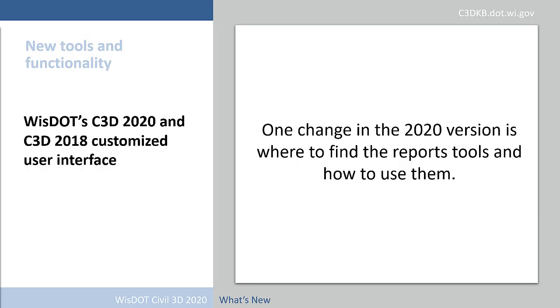When you look at the workspace, you'll notice that the look and feel and functions are basically the same between WisDOT Civil 3D 2020 and Civil 3D 2018 Customized User Interface. One change, though, in the 2020 version is where to find the report tools and how to use them.